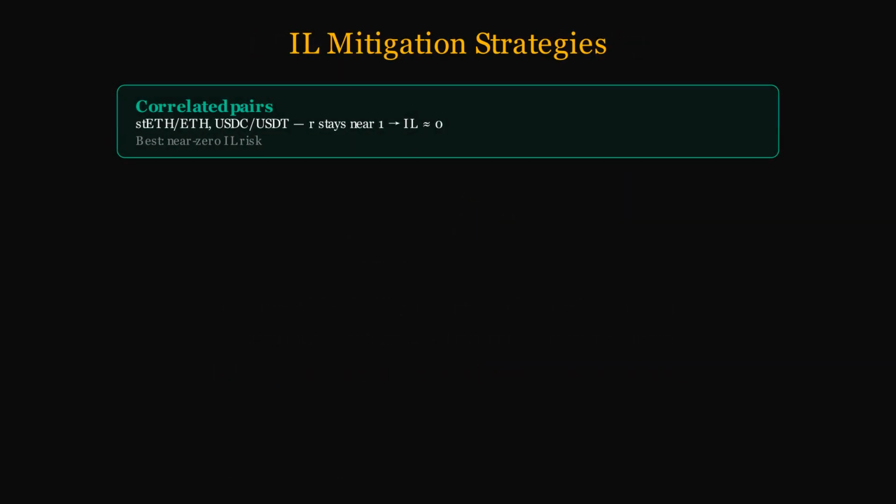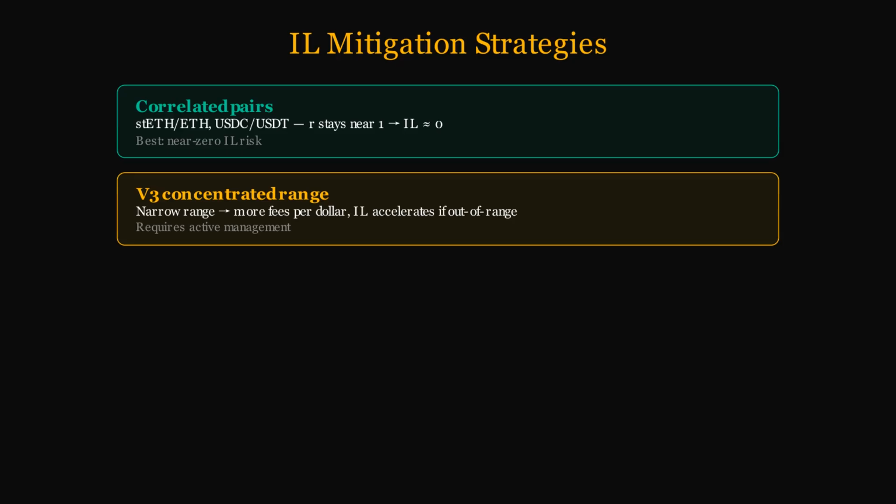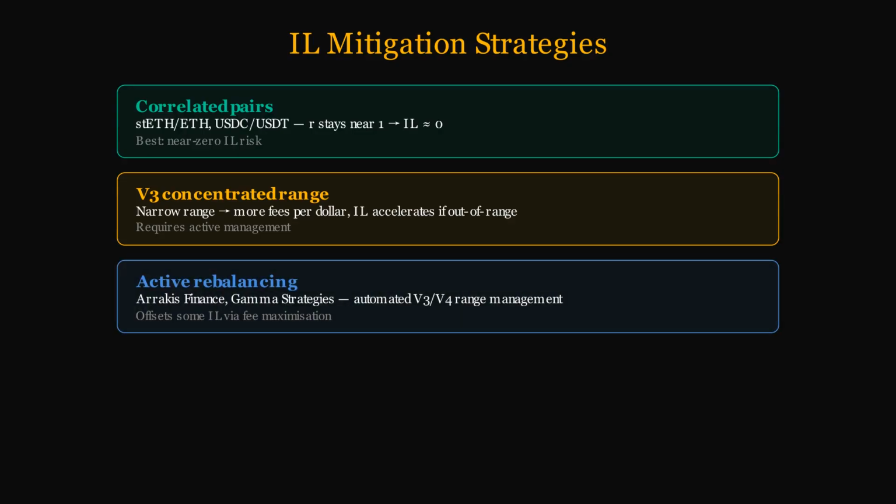Strategy 1: Use correlated pairs. ETH and stETH, or USDC and USDT, always trade near parity, so R stays near 1 and IL approaches 0. This is the most reliable mitigation. Strategy 2: Uniswap v3 concentrated ranges. A tight range captures far more fees per dollar, but if price exits your range, your capital is entirely in one asset and IL is maximized. Requires active management. Strategy 3: Active rebalancing vaults. Arrakis Finance and Gamma strategies automate V3 range management to maximize fee income while reducing periods of out-of-range exposure.